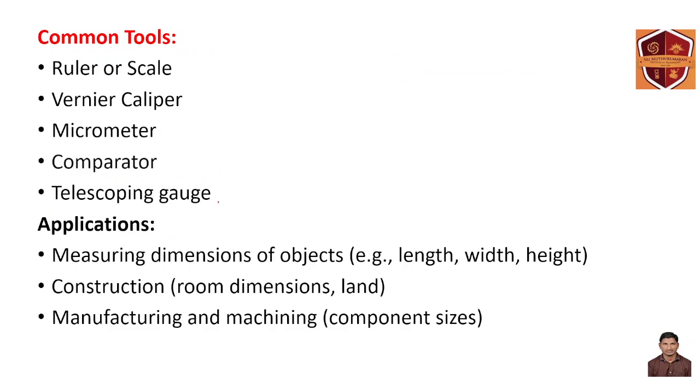These are all the common tools: scale, vernier caliper, micrometer, comparator, telescopic gauge. By using these tools, we can accurately measure linear dimensions. What are the applications? Measuring dimensions of objects in construction work and in manufacturing sectors.